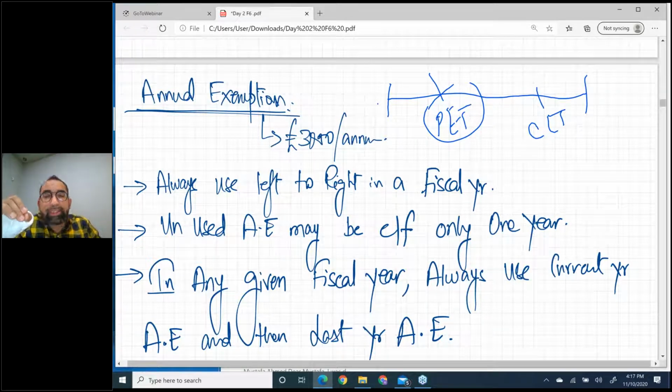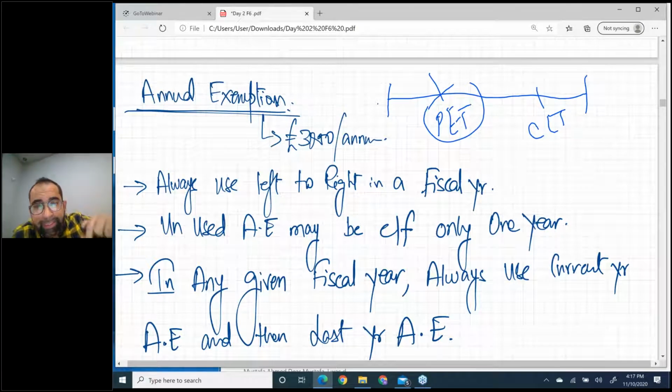So the good news is unused annual exemption can be carried forward for only 1 year. That means the 15-16 annual exemption can be used for 16-17, right? Only 1 year, and then it will expire.